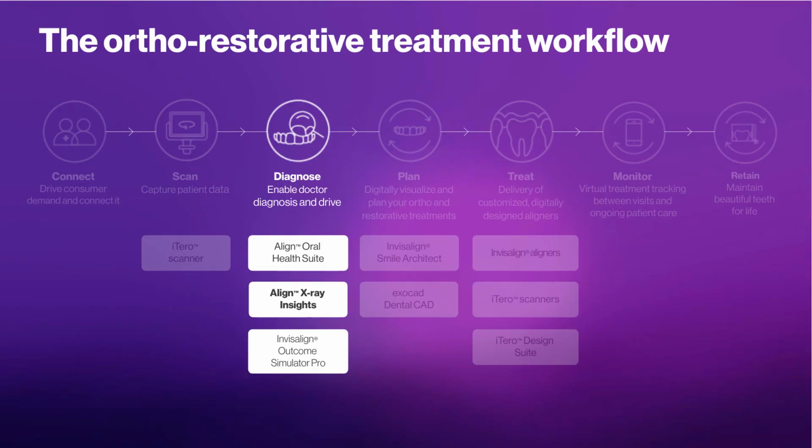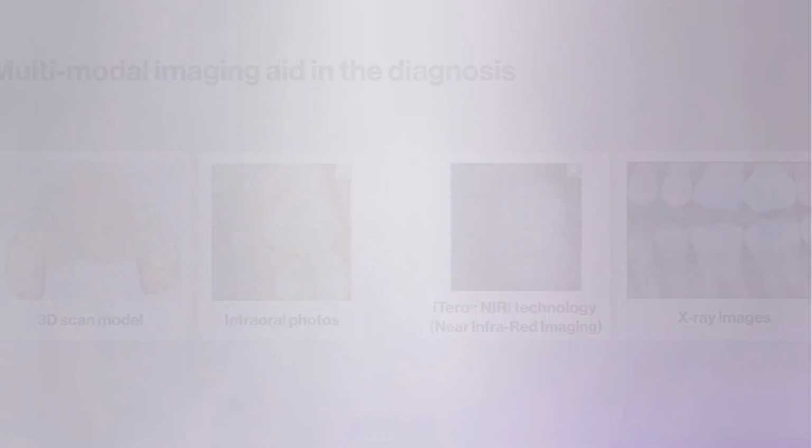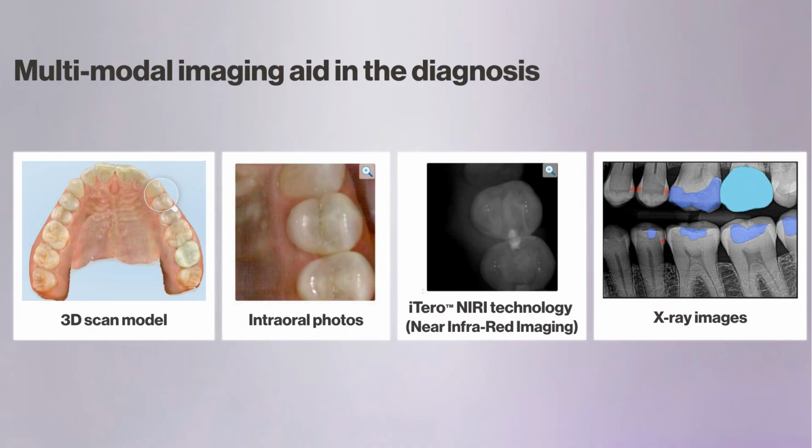Accurate diagnosis is built by combining multiple types of imaging. Let's learn how you can achieve this by using Align X-ray Insights and access it directly from Align Oral Health Suite. Each imaging type adds details to different aspects of the clinical condition.